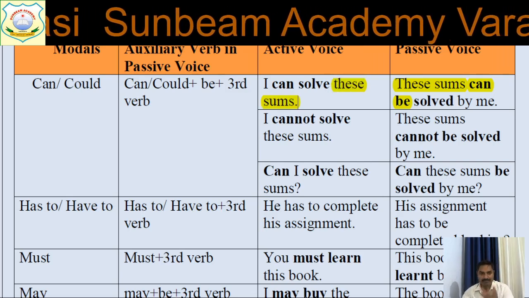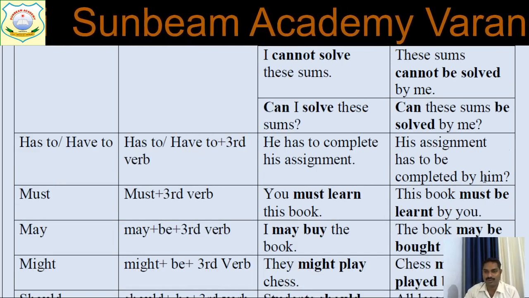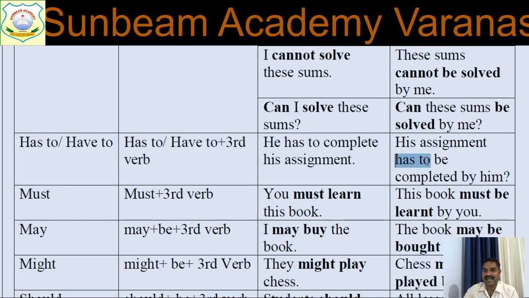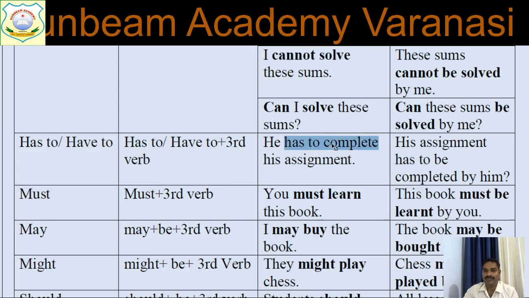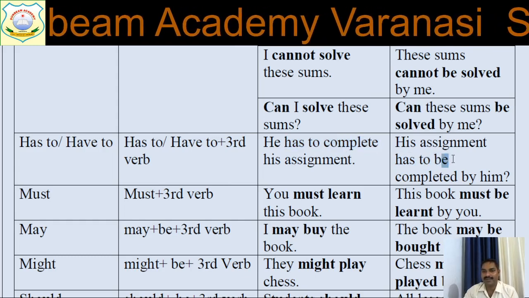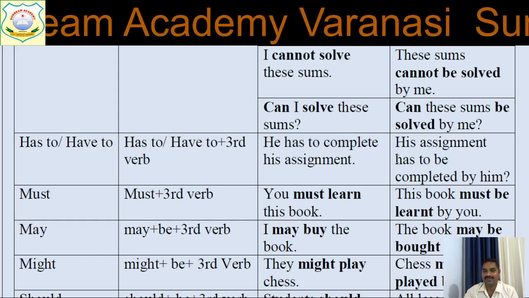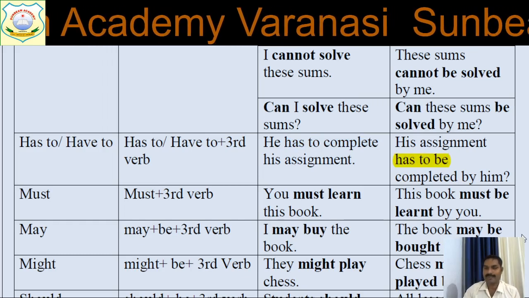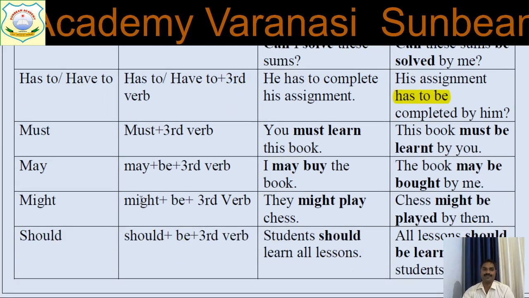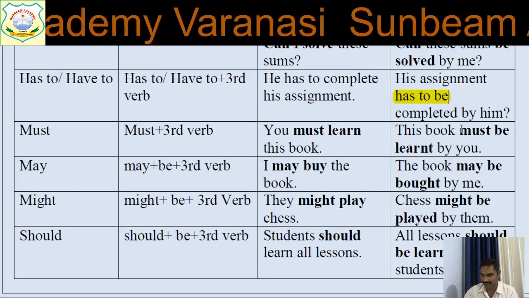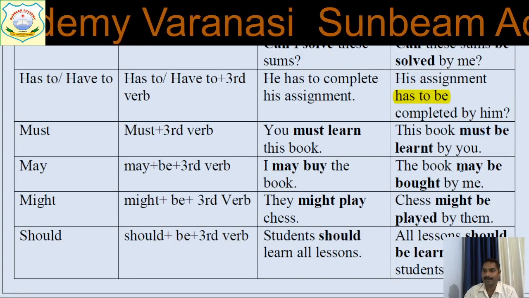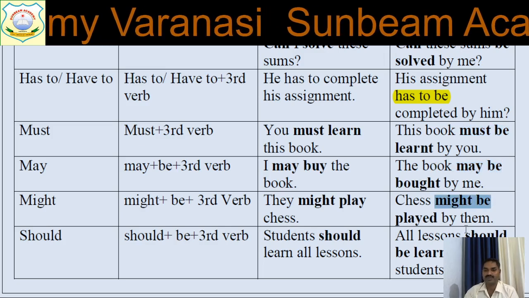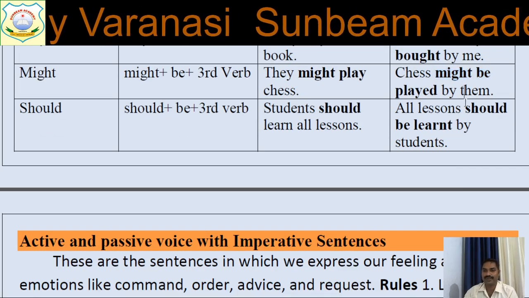In the same way, has to, have to, whenever you are writing these, there you will write be after these verbs which work as modals. Okay, next is must, may, might, should. In the same way you will write must be, may be, might be. It is quite simple, children, and should be.